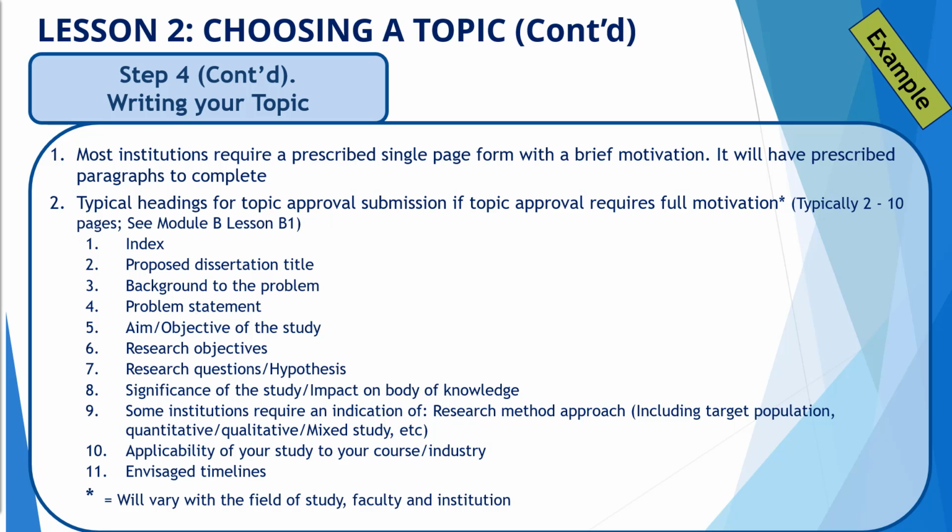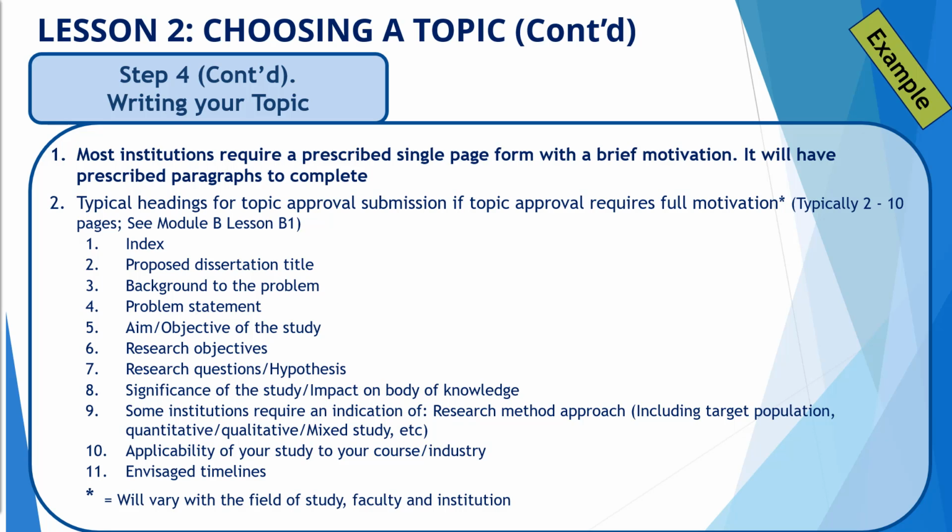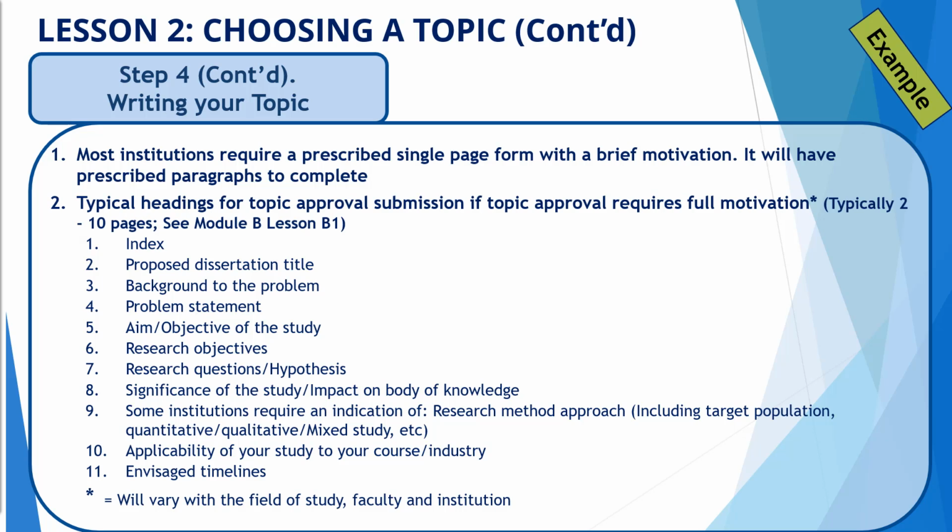So let's look at a practical example of this. If your institution requires of you just a single page, which can be on paper or online with a brief motivation, it will simply be a prescribed form that you complete with 1 or 2 paragraphs of motivation. But if your institution requires a document submission, it's going to be much more comprehensive, and it will typically be between 2 and 10 pages. And it will really require of you to investigate your topic much further than you initially anticipated.